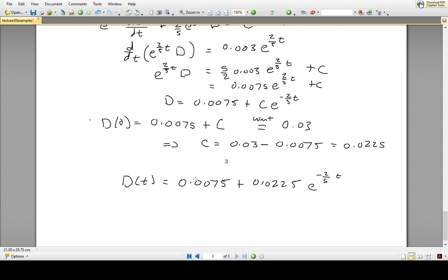And if we take a look at this equation, it's interesting to note that as t gets larger and larger, this exponent gets more and more negative, which means e to that exponent gets closer and closer to 0. So as t gets bigger, this exponential gets really small and effectively wipes out this right-hand side. And so as t gets much bigger, essentially you're always getting closer to 0.0075 liters of dye.